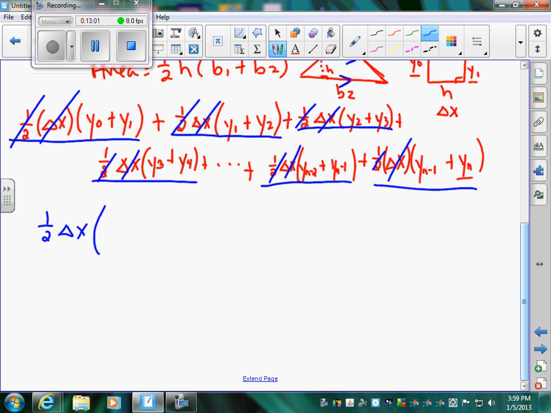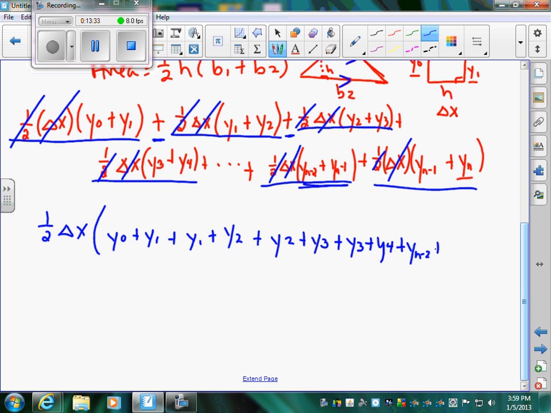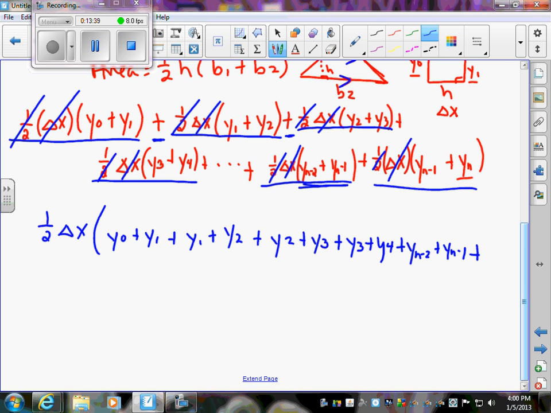What I've got left over in the first term is y sub 0 plus y sub 1. Plus, the second term I have left over, y sub 1 and y sub 2. Then plus, in the third trapezoid, I have left over y2 and y3. Plus, the next one would have y3 and y4. Plus, now we're out here, y sub n minus 2 plus y sub n minus 1, plus, and then the last trapezoid would be y sub n minus 1 plus y sub n.